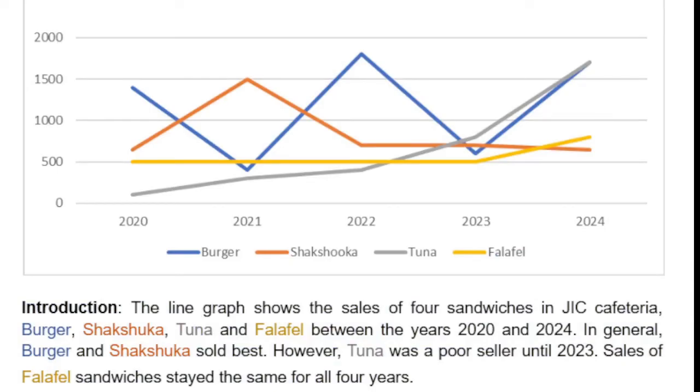In the first body paragraph, this is where we take 2 or 3 of the trends, and for the first body paragraph, I talk about burger sales and shakshuka sales. So burger and shakshuka sales, and then in the second body paragraph, I will speak about tuna and falafel sales.